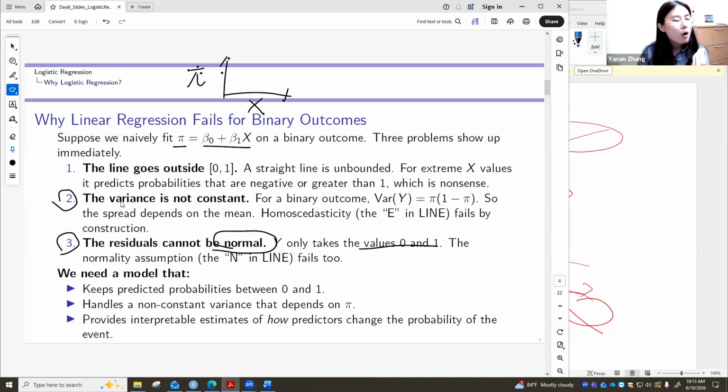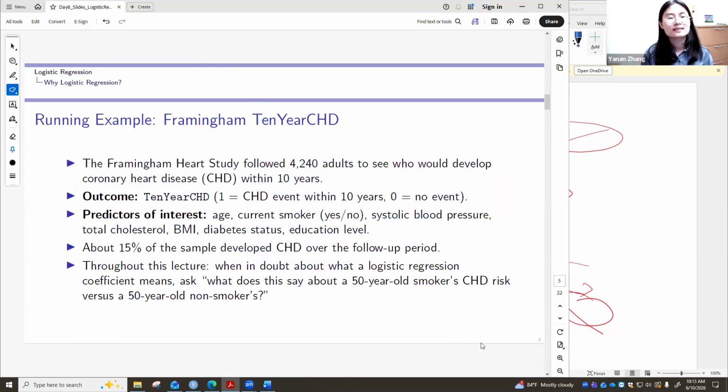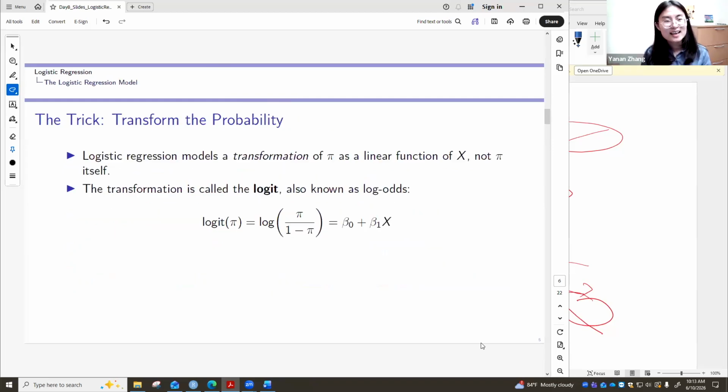So because of all these 3 reasons, we need to come up with a new method that can address these 3 things together. We want the predicted probability bounded between 0 and 1. We also want this model to handle the non-constant variance. And ideally, we want the output from this model to have interpretable results. So one solution to address all these 3 questions is logistic regression.